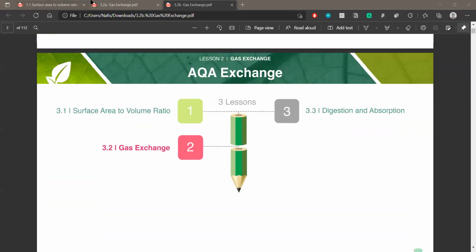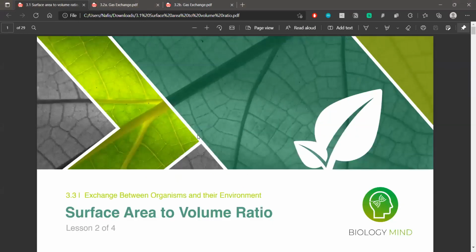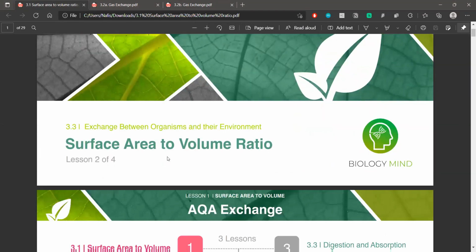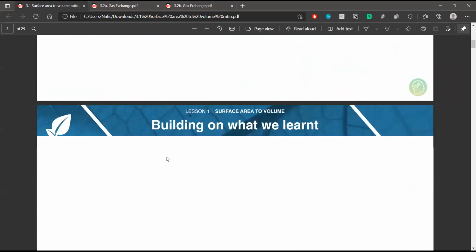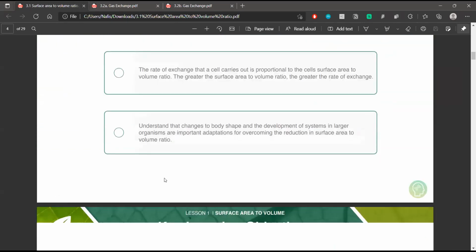So the first thing we're going to talk about is surface area to volume ratio. So this is basically the underpinning of everything else that we're going to talk about today. Everything else we're going to talk about, gas exchange and diseases and really cool biology, but you need to underpin it with some knowledge and some theory. And the theory behind this is surface area to volume ratio.